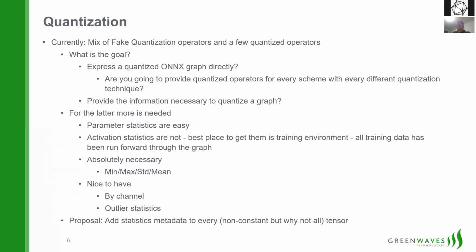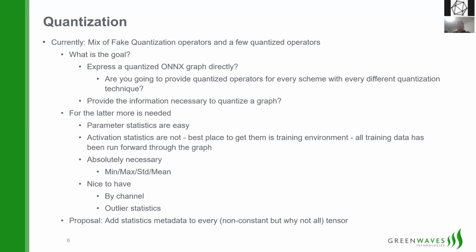I mean, if it's expressing a quantized graph directly so that you can run it in its form in ONNX, that seems like a really open-ended subject, because you're going to provide quantized operators for every single scheme with every single different quantization technique. Are you going to start supporting sub-byte quantization, variable bit width quantization? How are you going to support tensor compression? There's loads of things which really map close to the hardware as well, that have really direct effect in terms of performance on hardware.